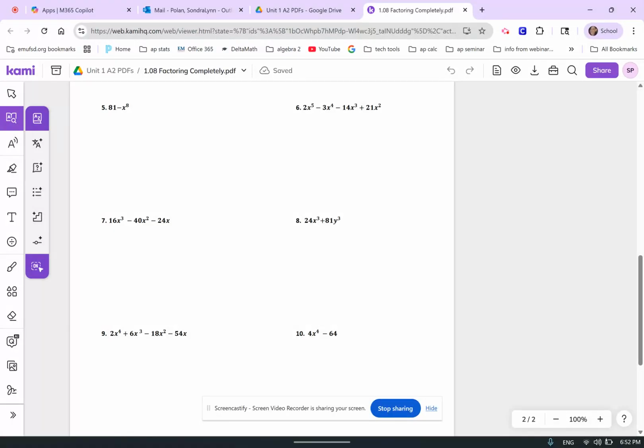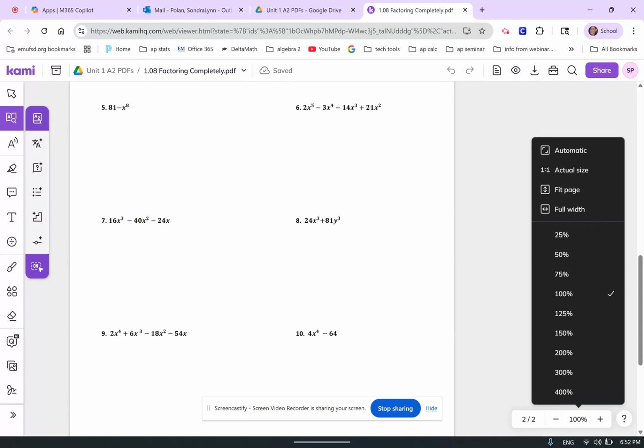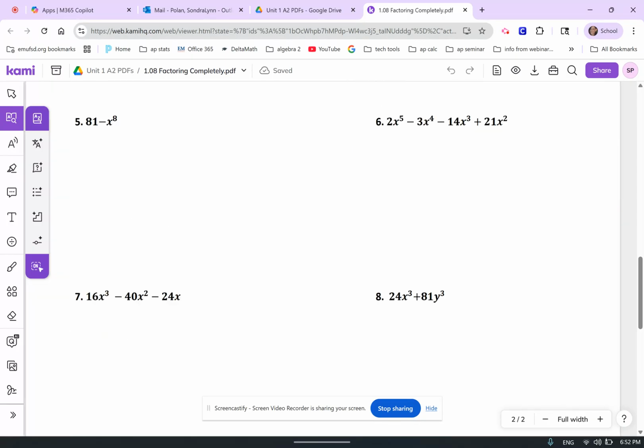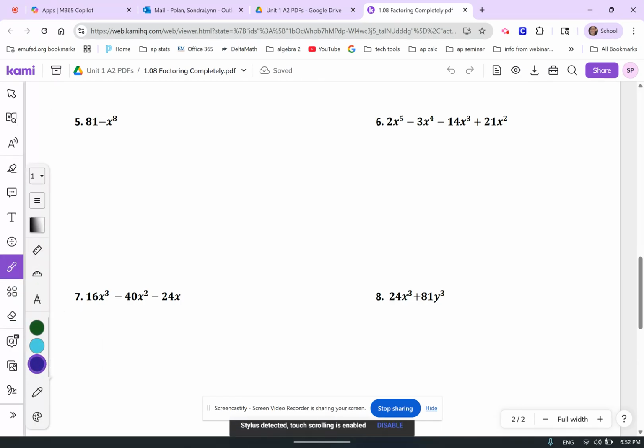This lesson is really a compilation of all different types of factoring, where you do multiple types of factoring within one problem. Always start with the GCF. So we're going to start with example 7. Let me just make a wider screen, and let's get started here.